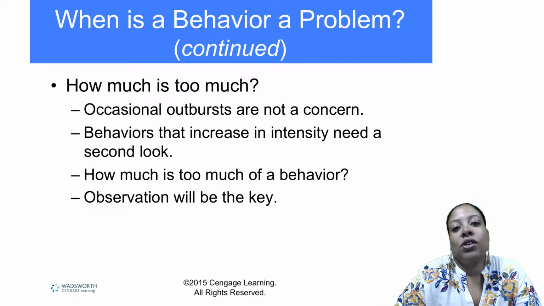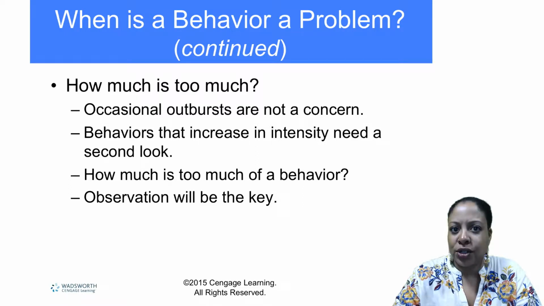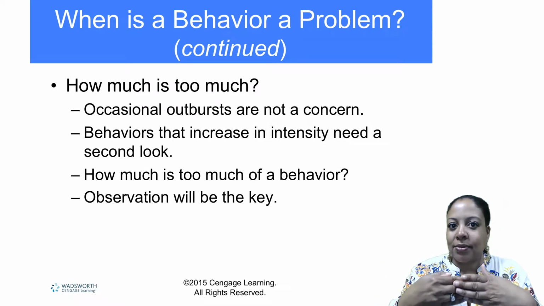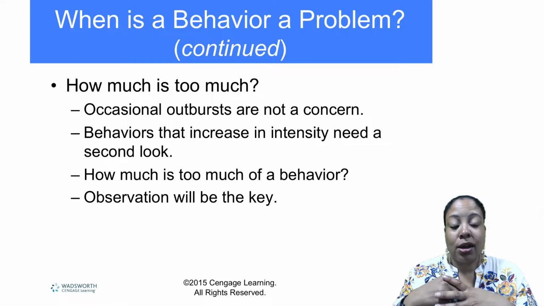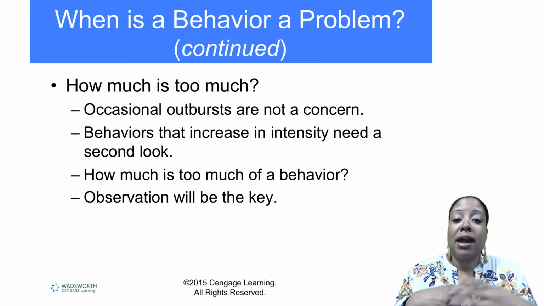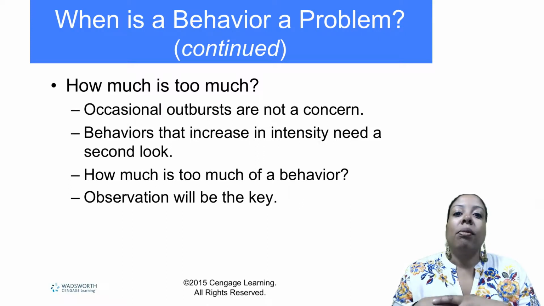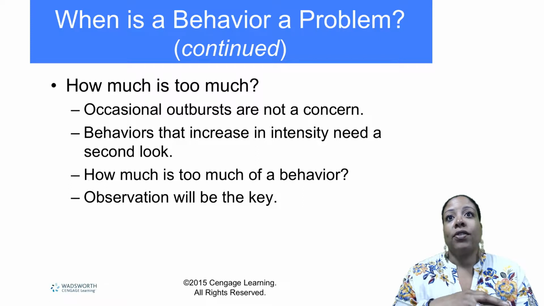So again, talking about when behavior is too much, how much is too much? This is again that kind of where science and art meet. So how do we know when it's too much? What might be too much for one caregiver or school setting or child might not necessarily be too much for another. So occasional outbursts, according to the text, are not a concern. Again, it's within the realm of normal behavior.